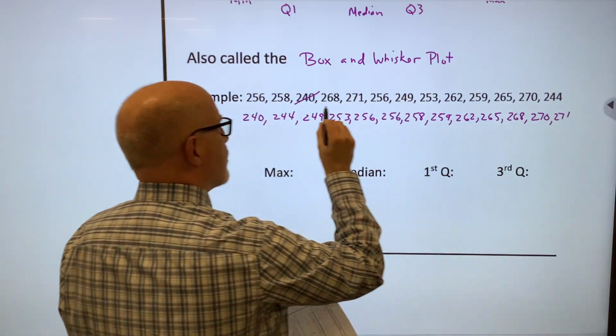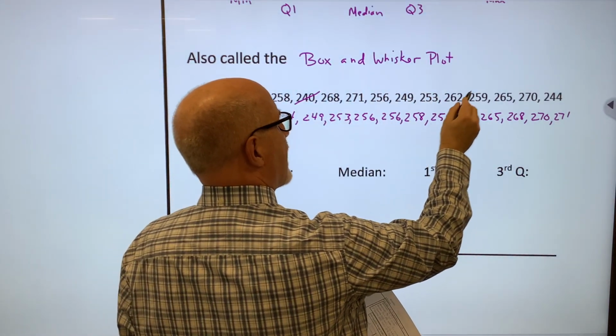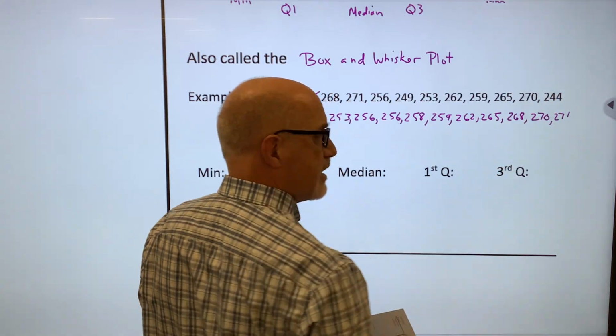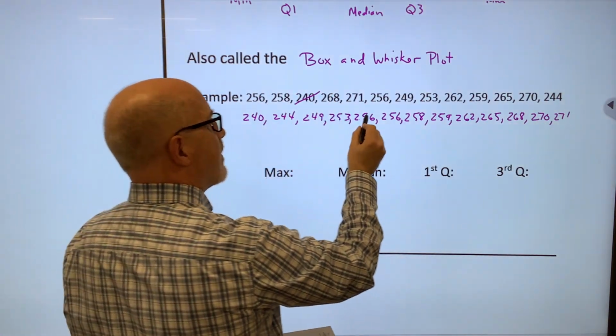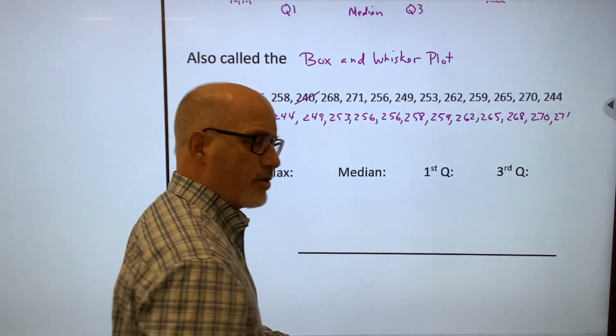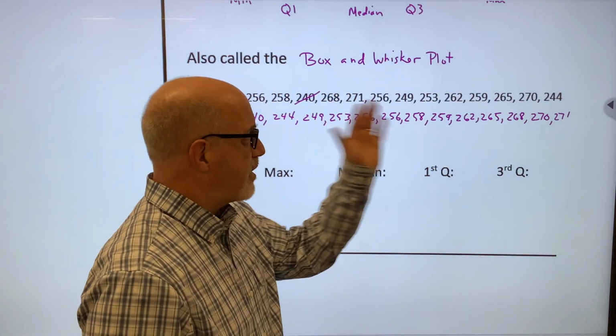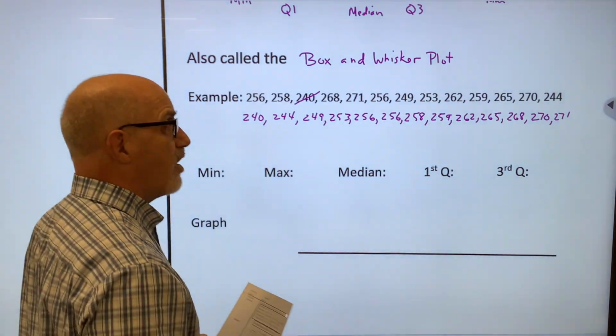Now let's count real quick. I have 1, 2, 3, 4, 5, 6, 7, 8, 9, 10, 11, 12, 13 numbers in my original set. Here I've got 1, 2, 3, 4, 5, 6, 7, 8, 9, 10, 11, 12, 13. So two double checks: cross them off as you're coming up with them, and then count them again to make sure you've got all of them.